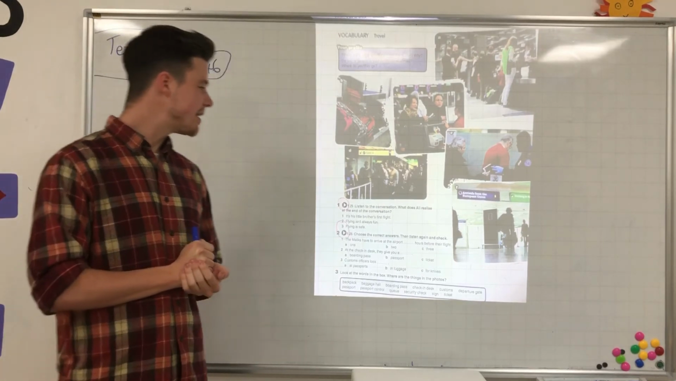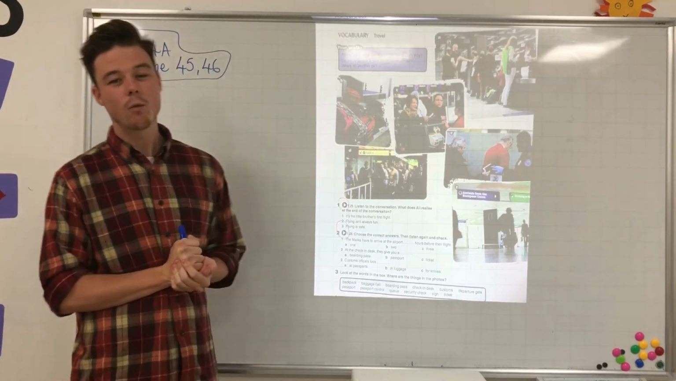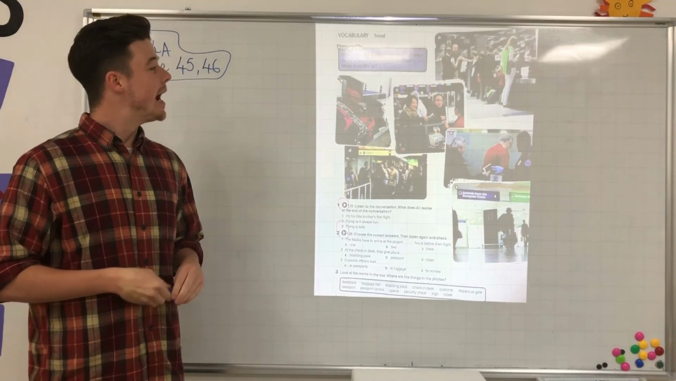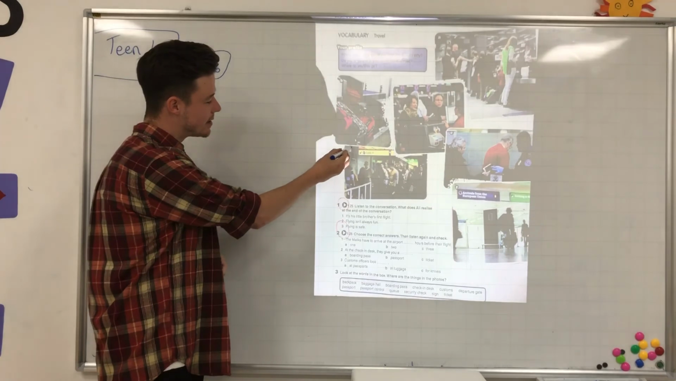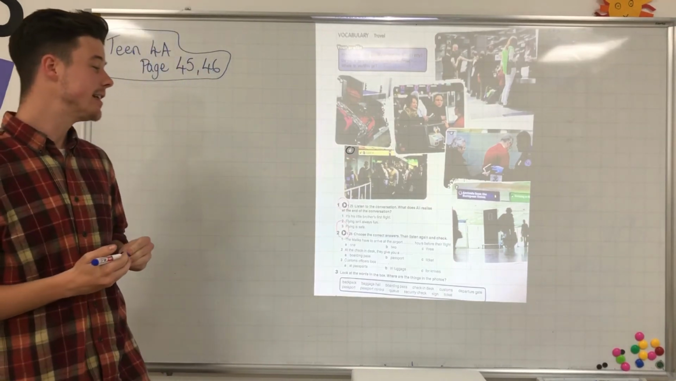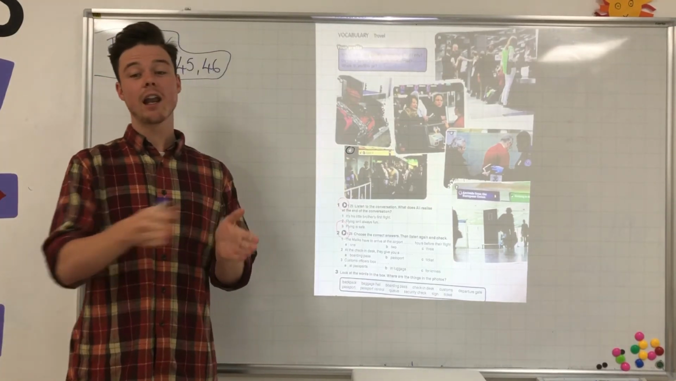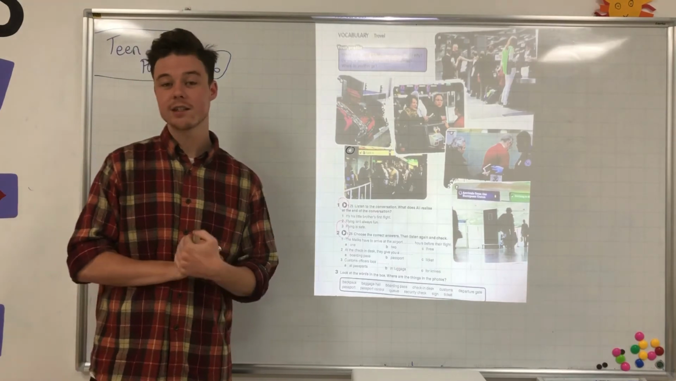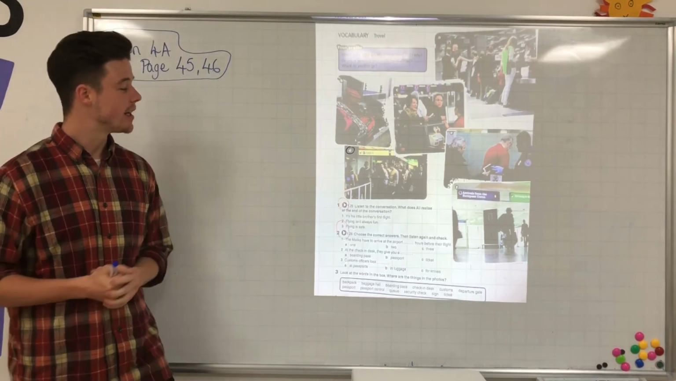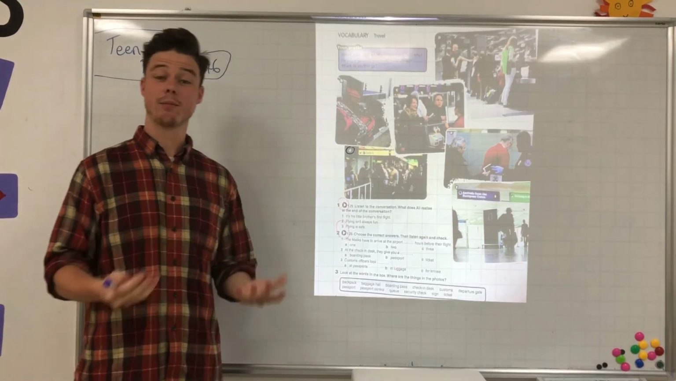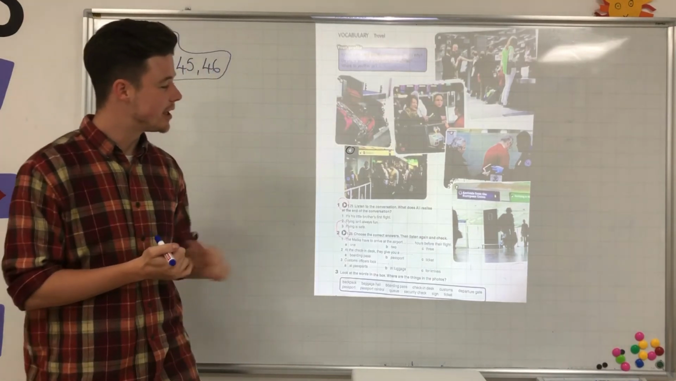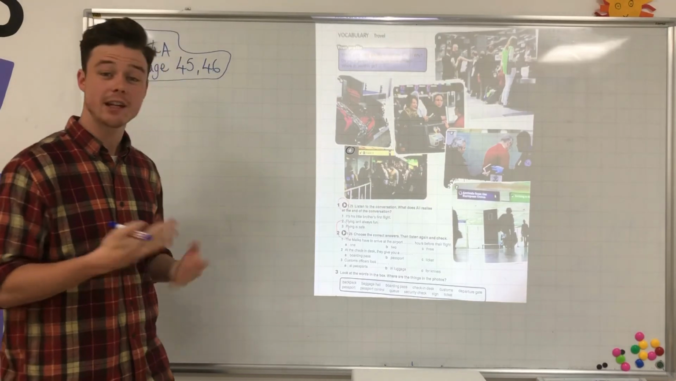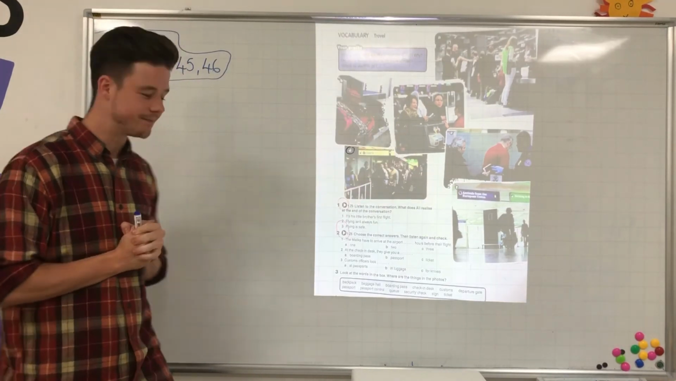Our next word is queue. Now, what is a queue? As we can see in our departure gate, that is in part D, in picture D, a queue is a line of people waiting to do something. So here they are waiting to get on the plane. There could be queues at customs, there could be queues at passport control, and there could be queues at check-in.